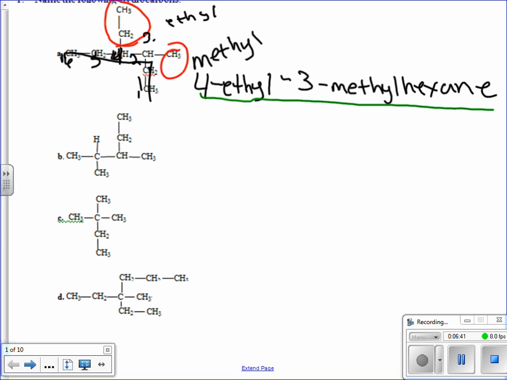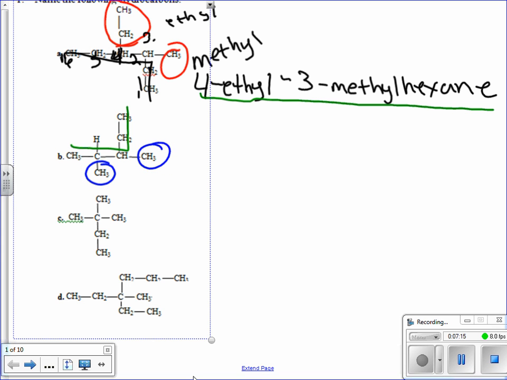All right, let's do B. The first thing you have to do is find the longest chain. If we went straight across from left to right, that would only give us 4. If we start at the left and turn and go up, that would give us 5. So that is the longest chain of carbon. And then we end up having 2 branches. All right, so we need to kind of name these branches.